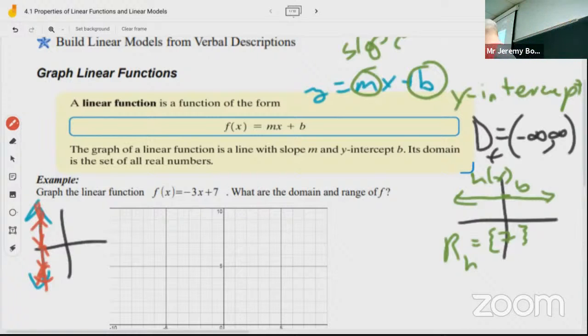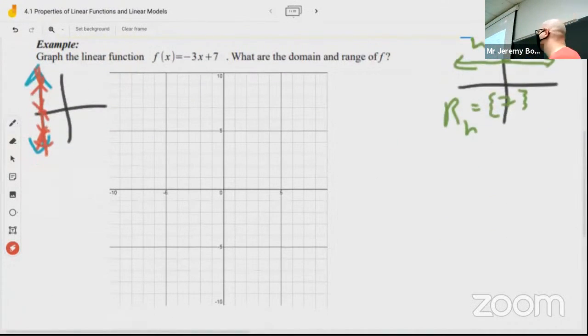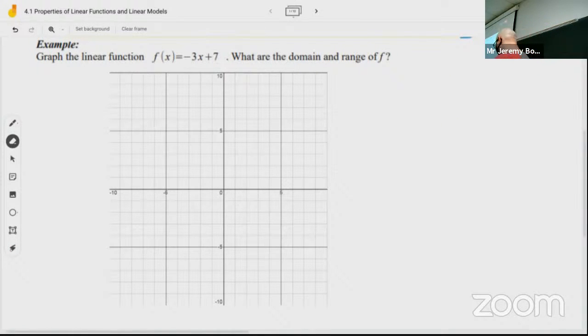All right. So if we're given a linear function like this, f of x is equal to negative 3x plus 7, we want to determine what is the domain, what is the range, and we want to graph it. How will we do that? Let me clean this up so we're not doing that all night. What do y'all think?